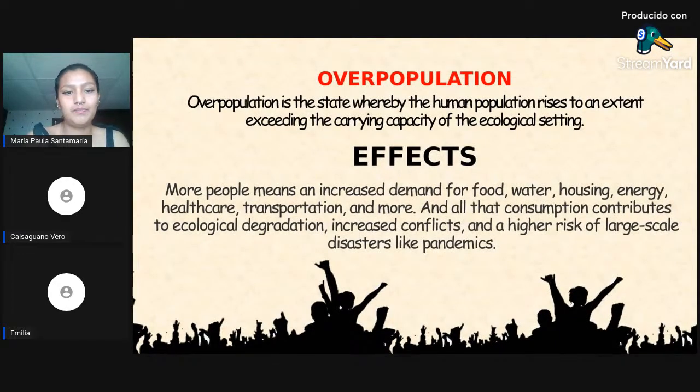The other topic is overpopulation. And what is overpopulation? It is the state whereby the human population rises to an extent exceeding the carrying capacity of the ecological setting. And this has many effects for us. When we talk about more people, it means an increased demand for food, water, housing, energy, healthcare, transportation, and more. And all of these effects cause ecological degradation, increased conflicts, and a higher risk of disasters like pandemics.